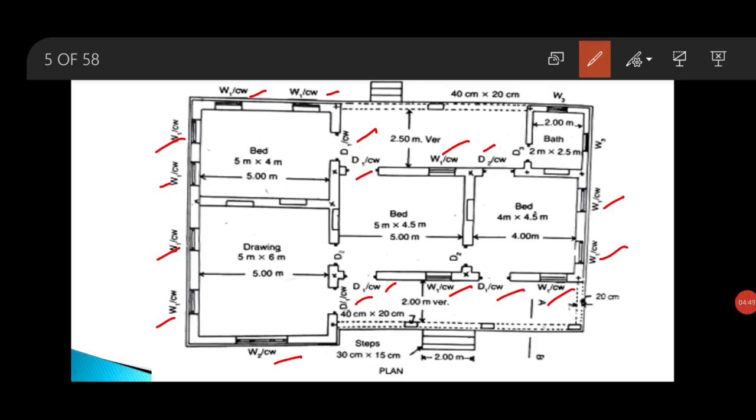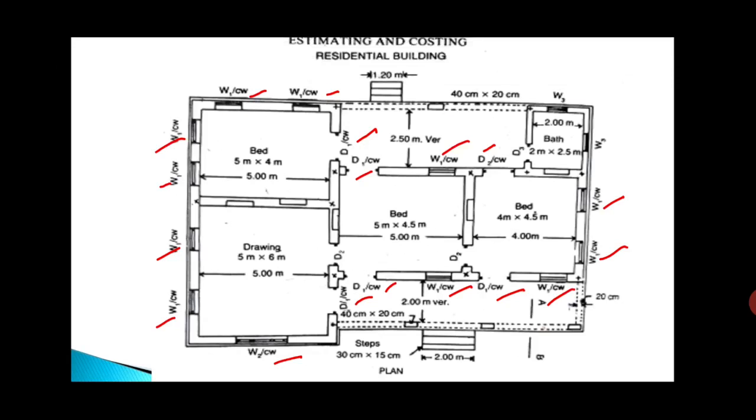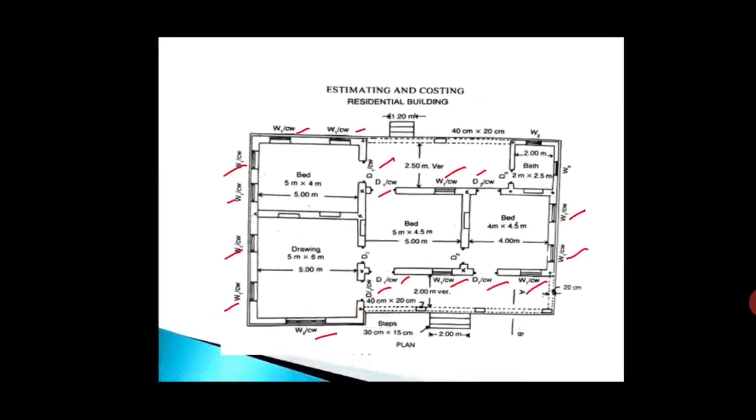So this CW opening is known as your clerestory window, and it is provided on the top of the wall on both door and window. Here you can see the CW openings are provided in both window and door. These are provided in order to admit air and light into the room. So now we will see the size of this clerestory window.